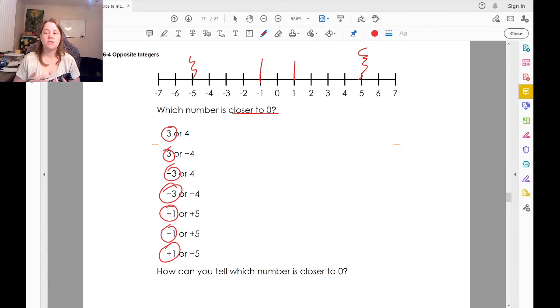How can you tell which number is closer to 0? Not by looking at the sign, just by looking at the digit. The smaller the digit, the closer it is to 0. The larger the digit, if I tried to put 1,000,000 on here, I would have to go way off screen to make sure that I could fit it on there. It's going to be much further from 0. And the same thing with negative 100 would be going way on that side.